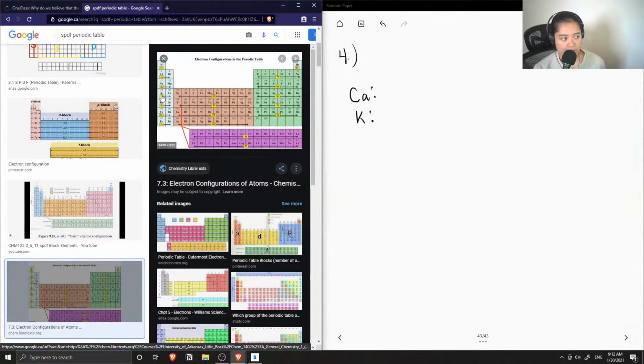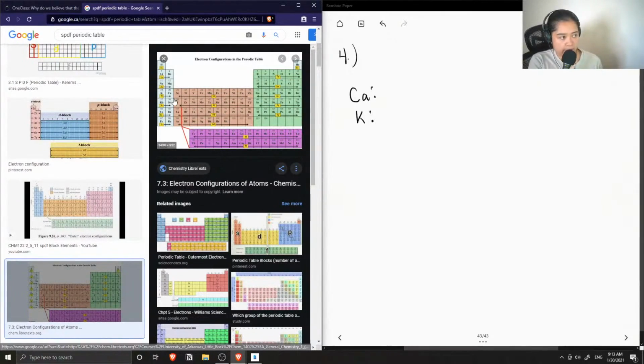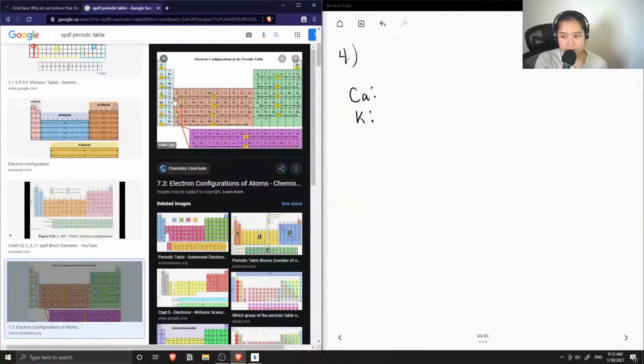So calcium is found here. Atomic number is 20. And if we start from hydrogen and move left to right across the periodic table, we need to write the row number followed by the block letter. And in the superscripts, we can show how many electrons are in each orbital.